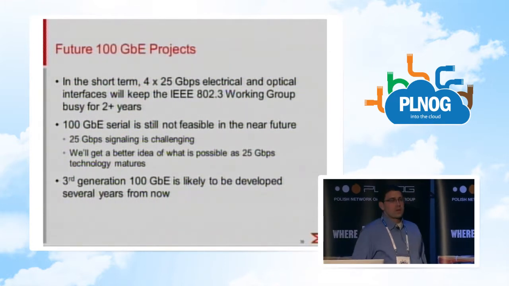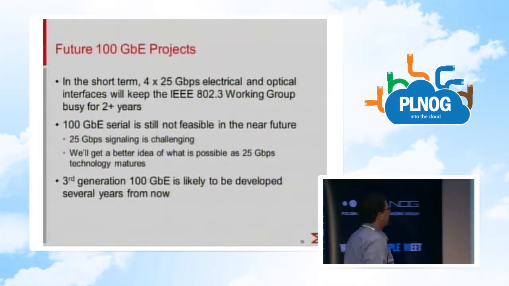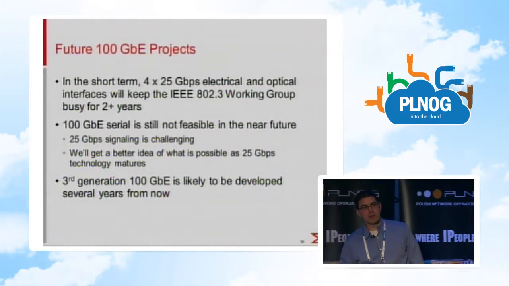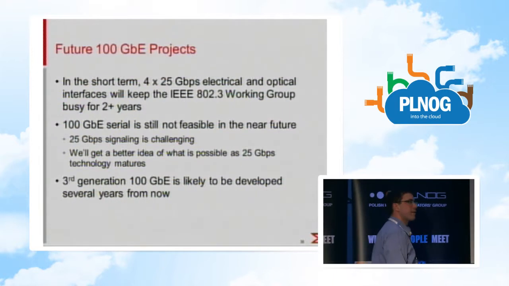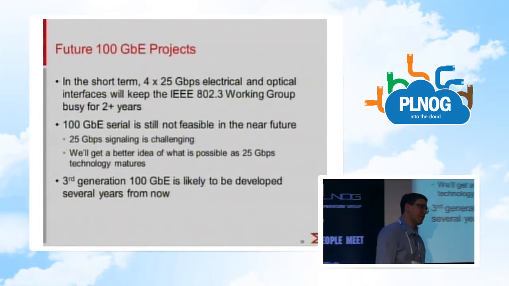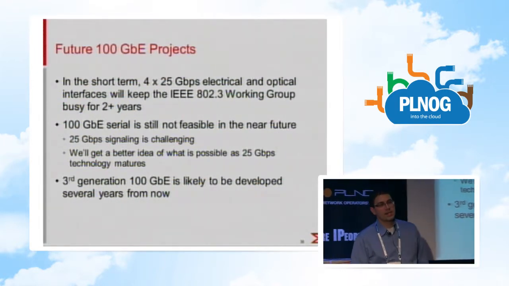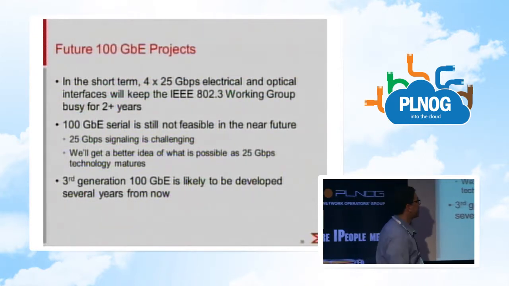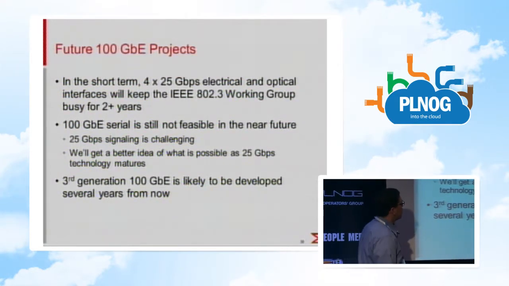All right, so future 100 gigabit Ethernet projects, the short term, that 4x25 change going from 10x10 to 4x25 electrical signaling, that's going to take a couple of years. That's how long it took with 10 gigabit Ethernet to go from that first generation to the second generation. It's going to take a similar amount of time for 100 gigabit Ethernet. So we're really looking at about 2 years before we move to that faster electrical standard.